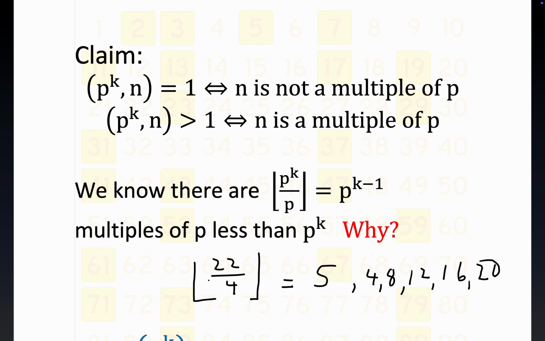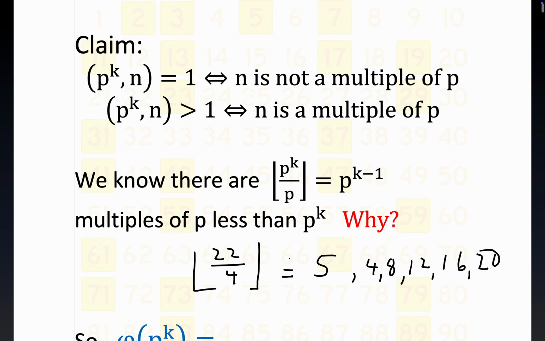In general, if you have a over b, it's the number of multiples of b that are less than a. Notice there are 5 right here: 1, 2, 3, 4, 5 multiples of 4. So this floor function looks superfluous, but it was useful. So we know now that there are p to the k minus 1 multiples of p less than p to the k. A lot of you might just say it's obvious, and I understand that, but this is just a formal way to do it.